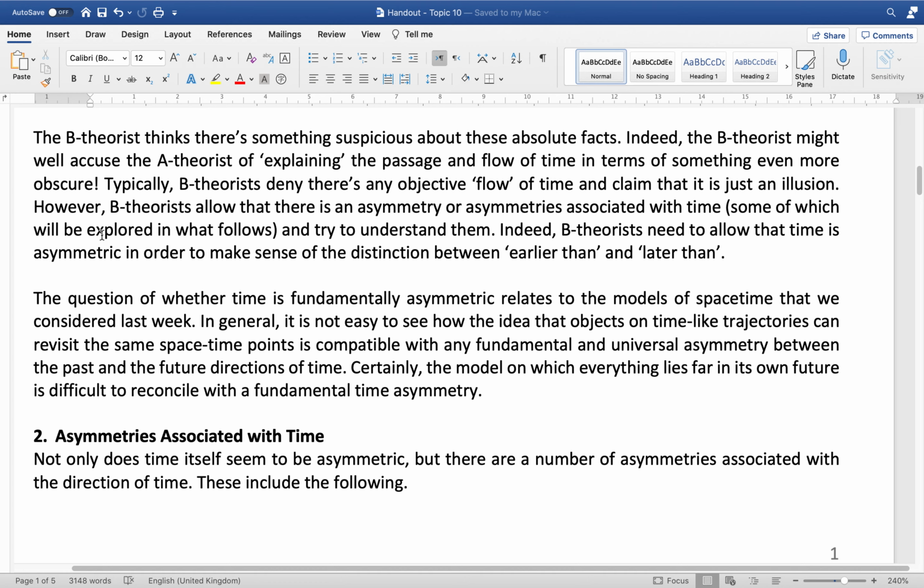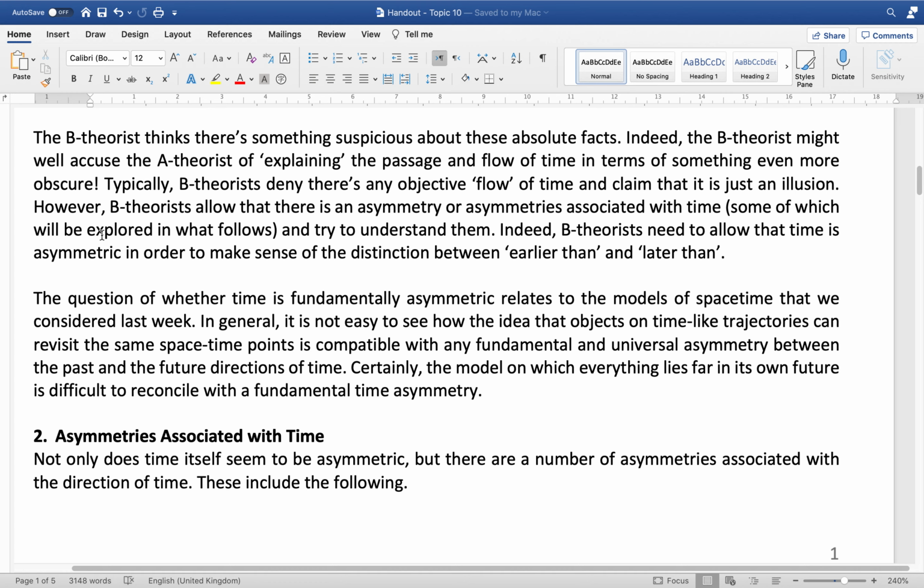Nevertheless, the B theorist, as I've already mentioned, needs to endorse an asymmetry or an arrow of time, because they need to understand the difference between earlier than and later than. So these B relations are asymmetric, so it seems we need an asymmetry in time. So a lot of what we'll focus on this week is what the prospects are like for a B theorist to make sense of an arrow of time.